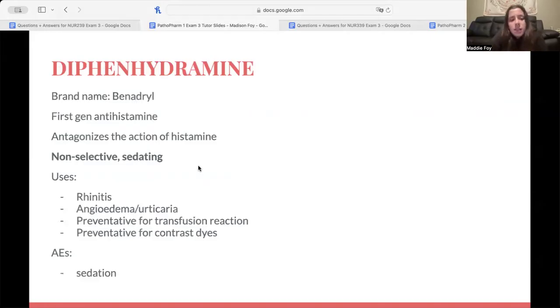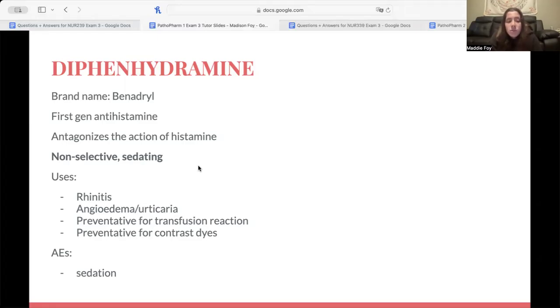Next is diphenhydramine. This is Benadryl, as most of us would know it. This is a first generation antihistamine, which means that it has more adverse effects than the second gen that we're going to talk about. This antagonizes the action of histamine, so it'll work against that histamine, which creates a lot of those responses in allergies. It's non-selective, which is a characteristic of it being a first generation medicine, and it has a sedative effect.